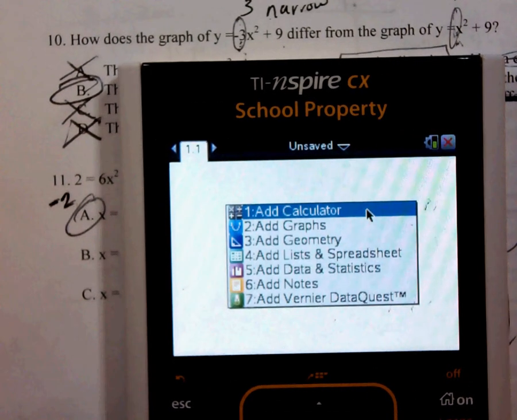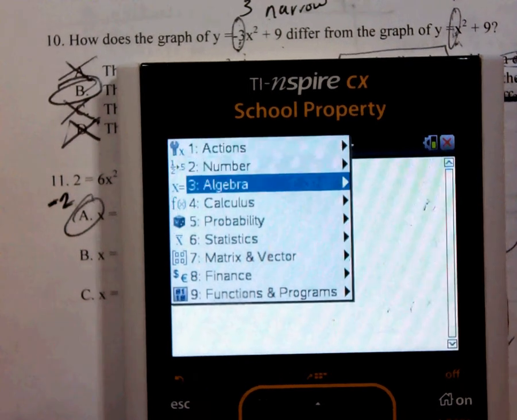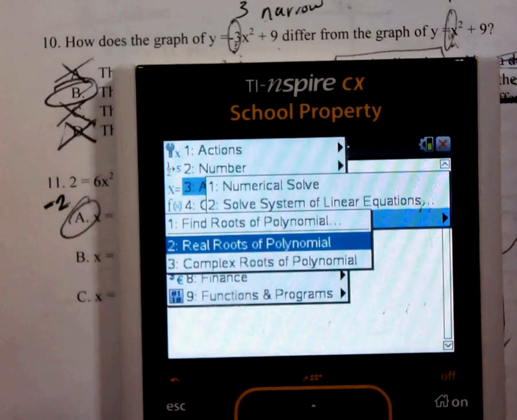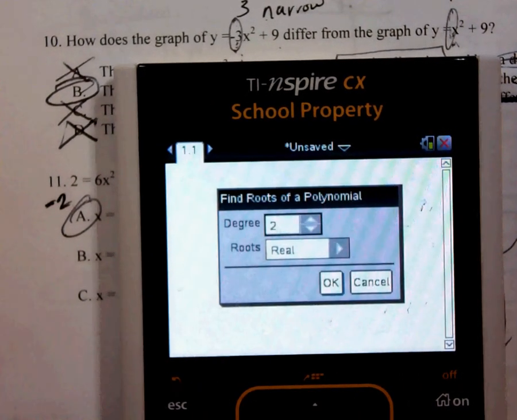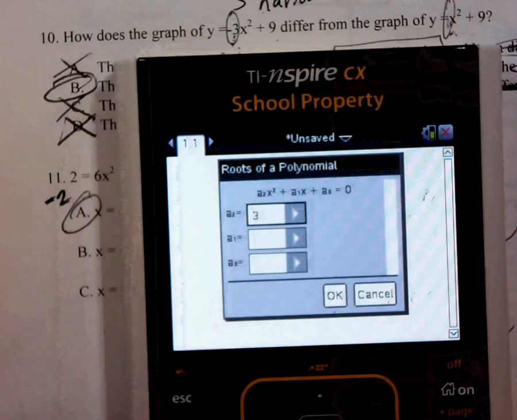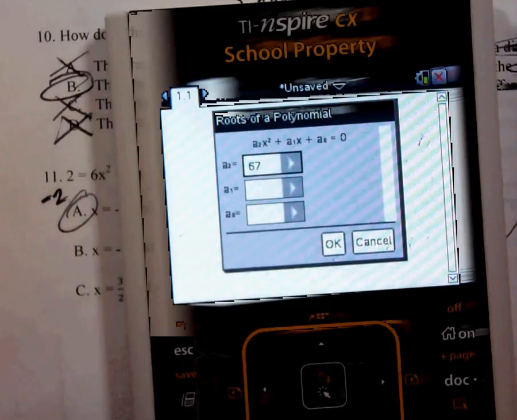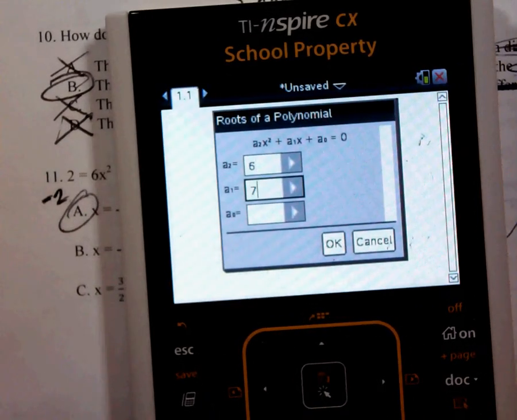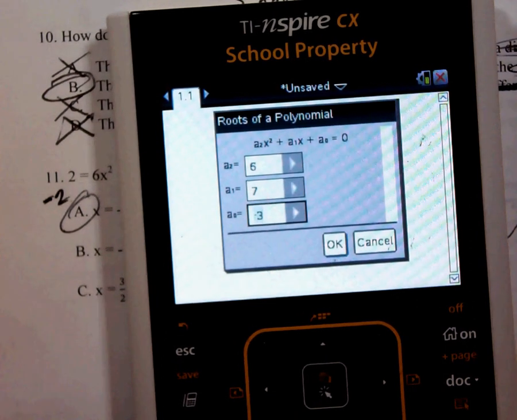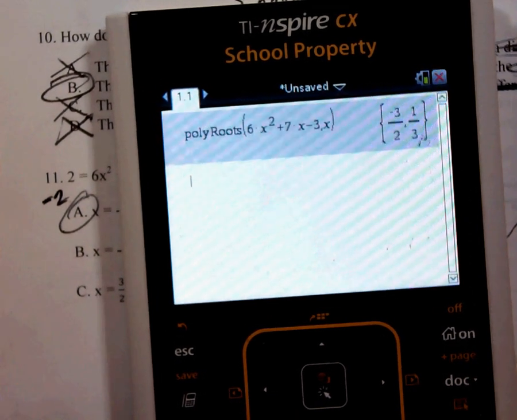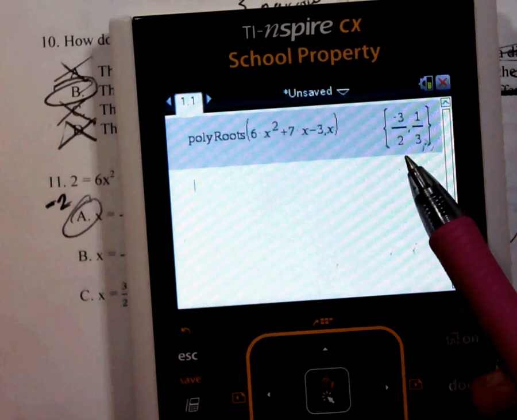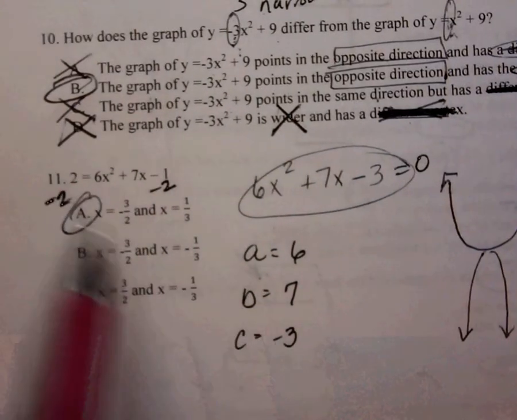And I'm going to add a calculator and do menu, 3 for algebra, 3 for polynomial tools, and 1 for find the roots. And A is 6, B is 7, and C is -3. And it gives me the answer -3/2 and 1/3. So the answer is A.